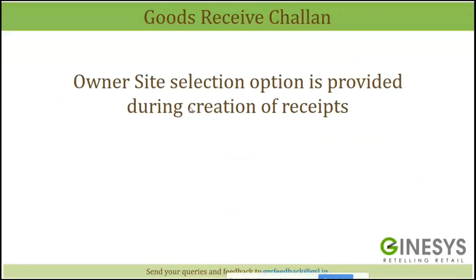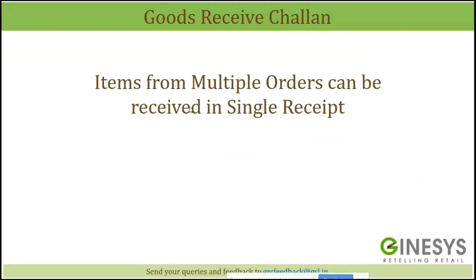So moving on with this, items from multiple orders can be received in a single receipt. Now this was long pending. This requirement was being raised from years back, that in a single receipt users want to tag multiple orders.